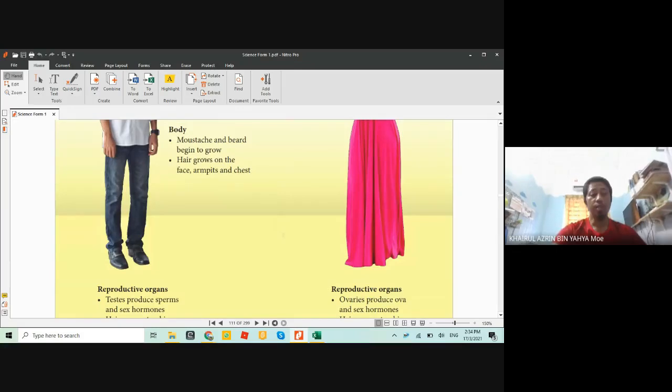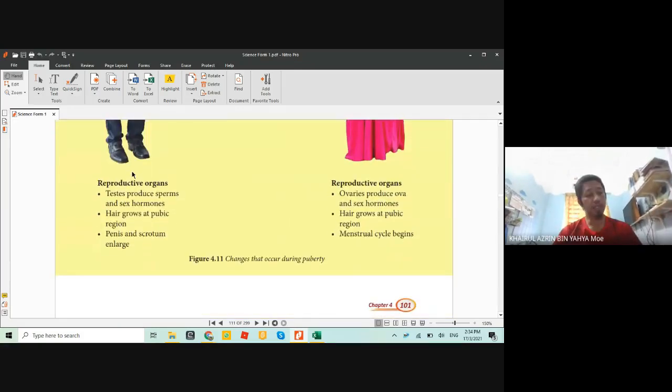So here, the reproductive system in male. Testes produce sperms and sex hormones. Hair grows at the pubic region. And then the penis and scrotum enlarge, membesar. For female, ovaries produce ova and sex hormones. And then hair grows at the pubic region. And then the menstrual cycle begins. This one is for girls.